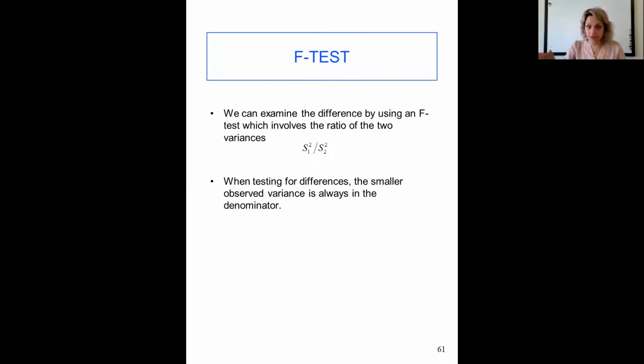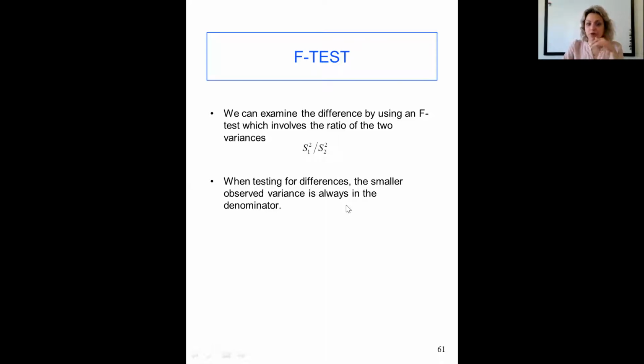We are going to move to case 3. We would compare S1 and S2. Here, we can examine the difference using an F test, which involves the ratio of the two variances, S1 squared over S2 squared. When testing for differences, we try to have the smaller observed variance in the denominator most of the time. You will see cases where they don't do that, but let's do that all the time.